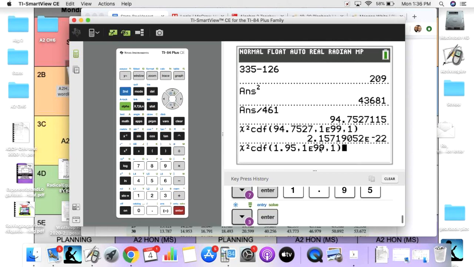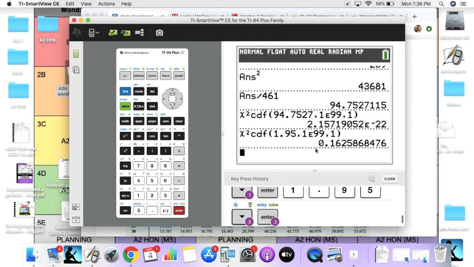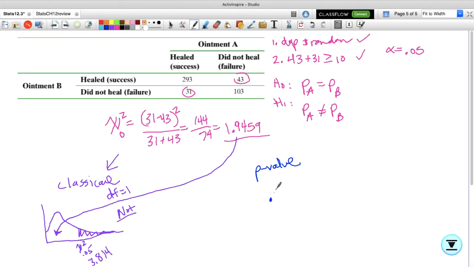If you don't have a screen that asks you for upper, lower, and degrees of freedom, that's the order you would put them in, separated by commas. Press enter again, and I get 0.16. So I'm going to compare that 0.16 to 0.05. Is it less than 0.05? Clearly it is not. So these two answers jive, which is good. We did the same test twice. The way we would come to a conclusion is to say there is not enough evidence at a 0.05 level of significance to say that the two ointments work differently. We're not saying that they are the same, right? We're just saying that there's not enough evidence to say that they're different.